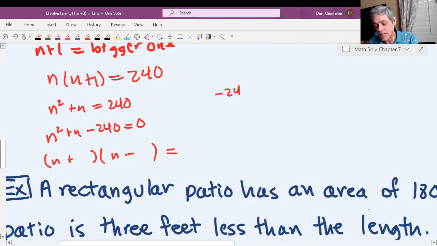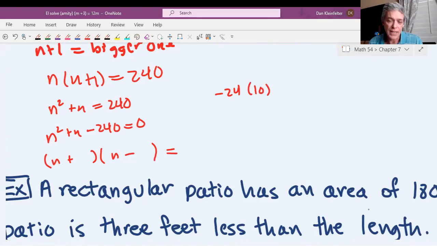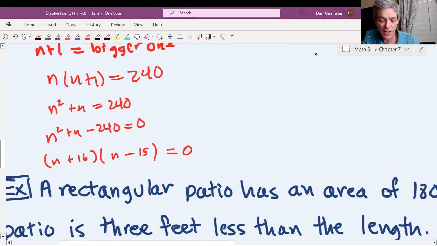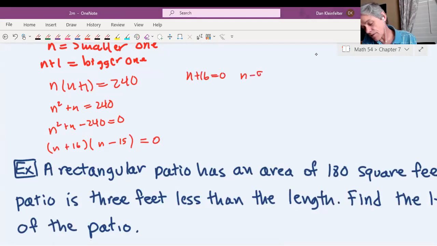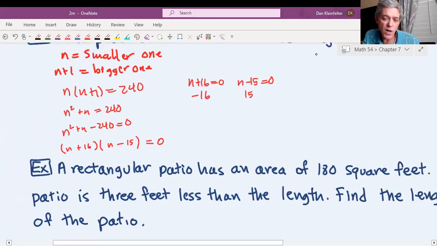What I mean by that is this. 240 is 24 times 10, but negative 24 and 10 add up to negative 14. So we need those two numbers to be closer together. So let's take a look. All right, so after you work on that for a little while, you'll end up getting 15 and 16. So the sum has to be positive, so it'll be positive 16, negative 15. So our solutions there are going to be n plus 16 equals 0, or n minus 15 equals 0. So negative 16 and 15. And notice that those aren't the two numbers.